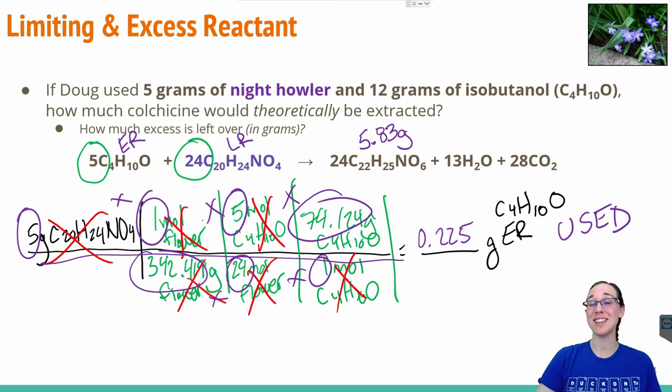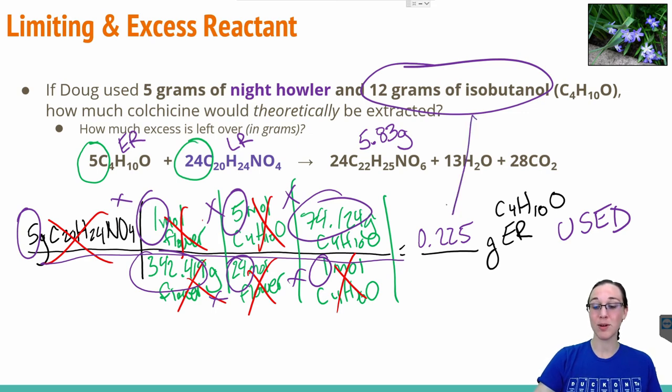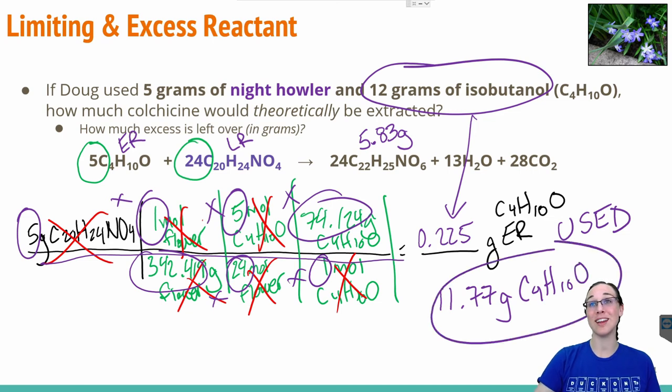So then how much is left over? Well, if we started with 12 grams of isobutanol, we just have to take 12 minus how much was used to figure out how much is left over. So 12 minus 0.225 gives us a value of 11.77 grams of C4H10O that's left over in excess.